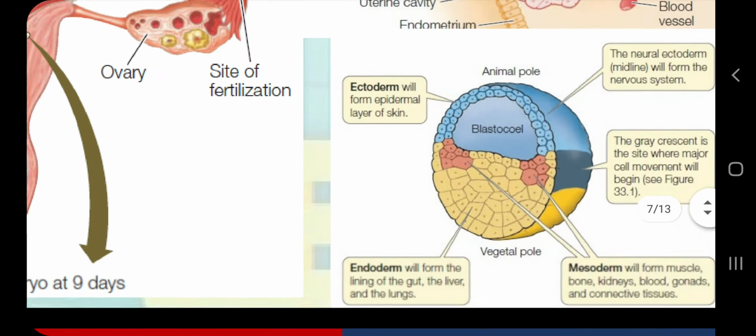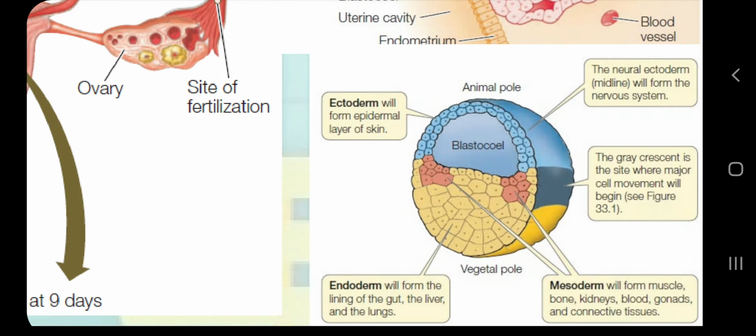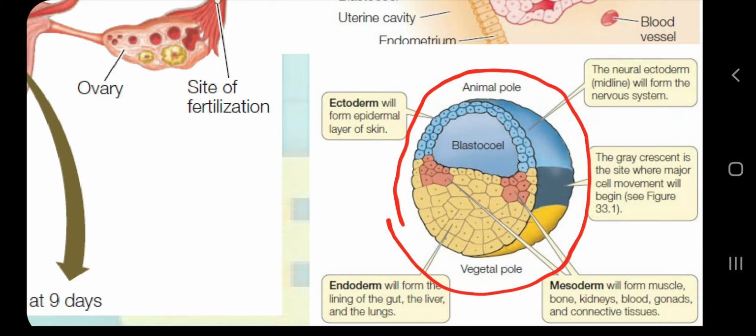I think it is not taken from a human embryo, but it will enhance our understanding. I think it is the blastula of a frog. So the blastula of a frog or the blastocyst of a human, same thing. There is a blastocoel, there will be one liquid.